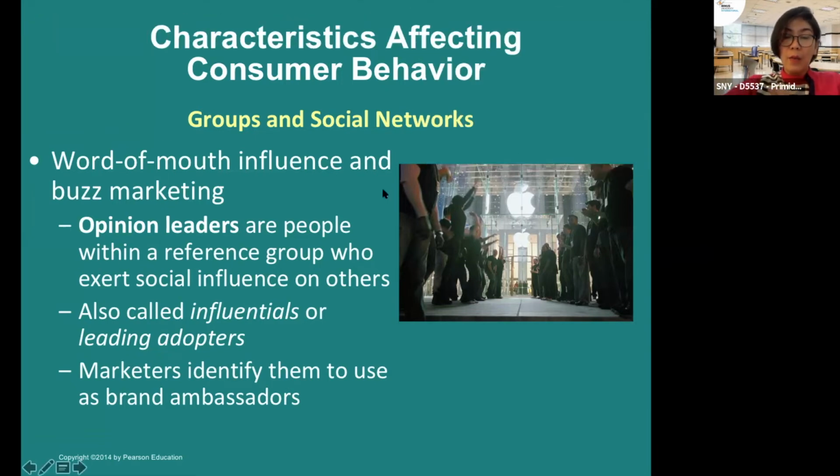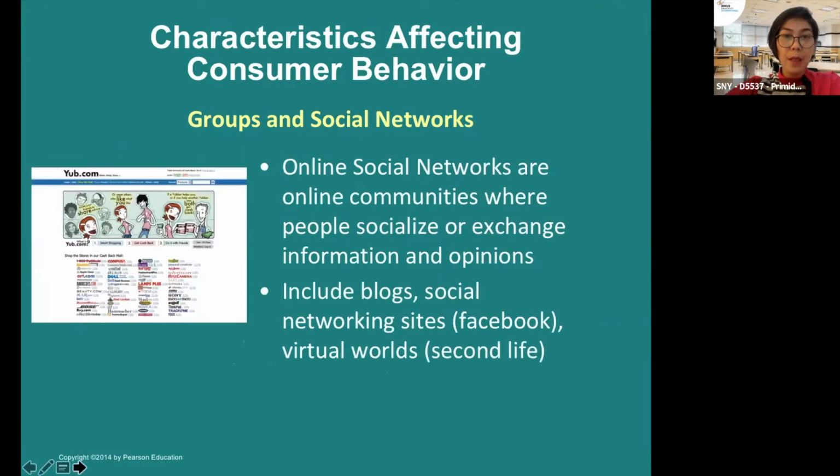Now, we have seen a lot of examples where these opinion leaders have been identified heavily by marketers, so that the marketers can use them as brand ambassadors, because the marketers know that these people can influence a big crowd of consumers. This is what is interesting.